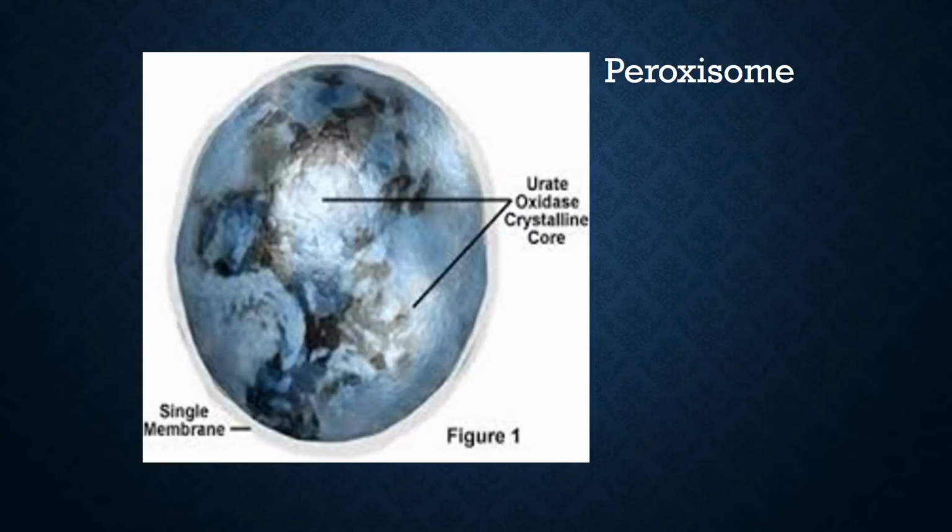These tend to be smaller in size compared to lysosomes and are very important for metabolism of amino acids and lipids, as well as production of bile acids.